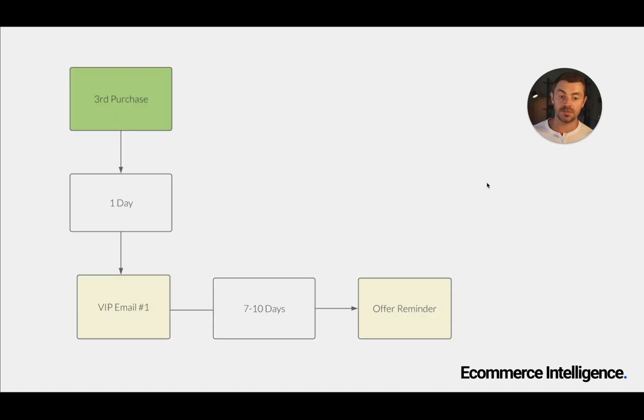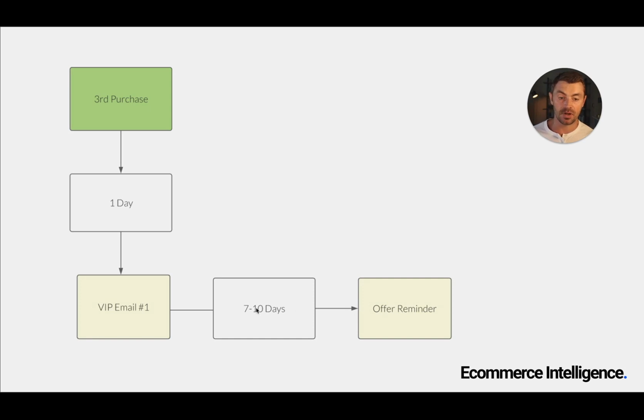So in terms of how it looks, the VIP flow will go something like this. Let's say somebody makes their third purchase with your brand. A day later, they might get a VIP welcome email. Thanks so much, you're now qualified for our VIP program. This might be a personal note from the founder or something like that. It may have an offer, it may not. If it does have an offer and they haven't used it, it's often going to be an exclusive discount, a custom one.